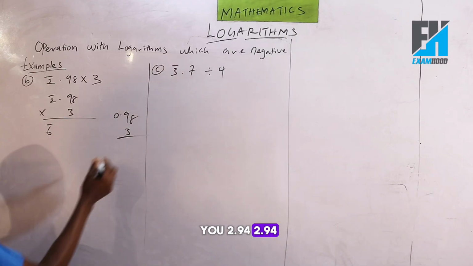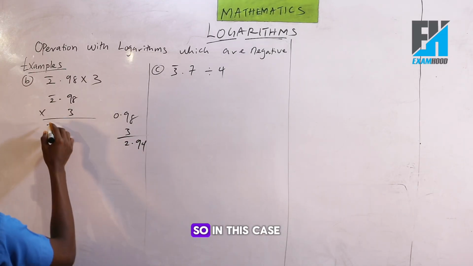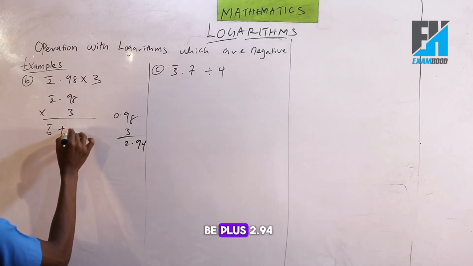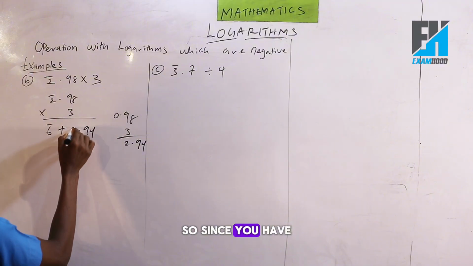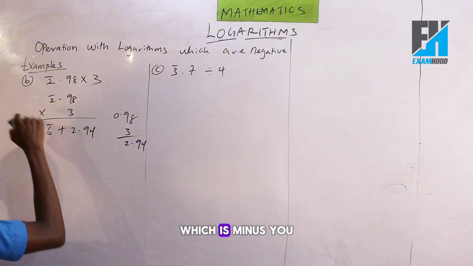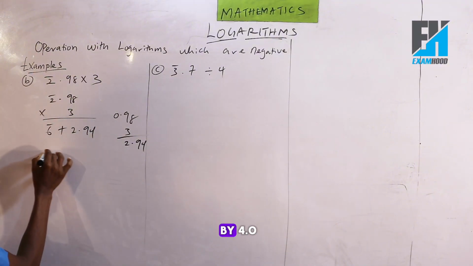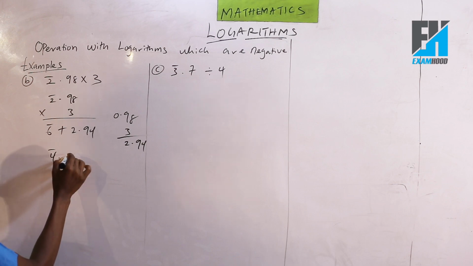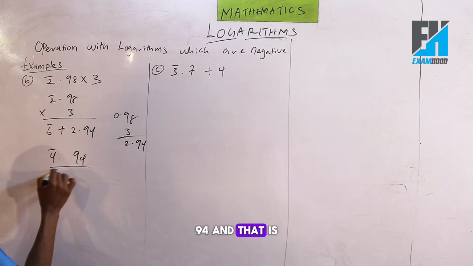2.94. So in this case, you have it to be plus 2.94. Since you have it to be plus, and this is bar 6, which is minus, you have it to be bar 4.94. And that is the answer.